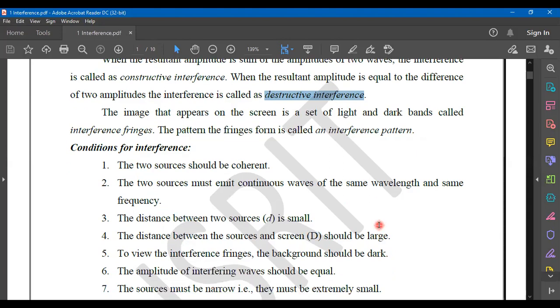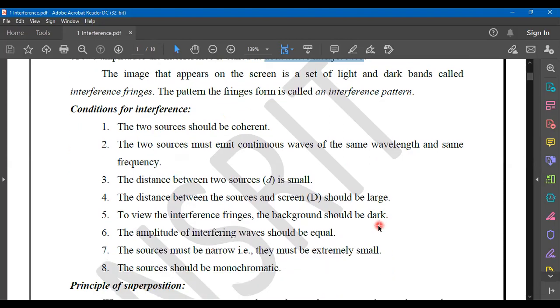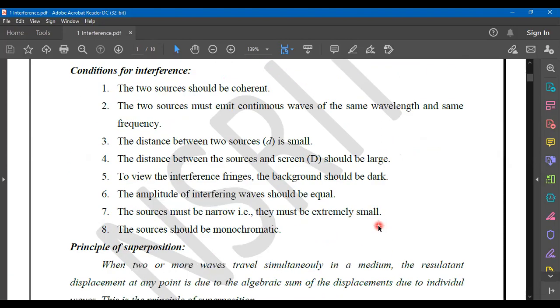And coming to the conditions for the interference, so this is another important topic.